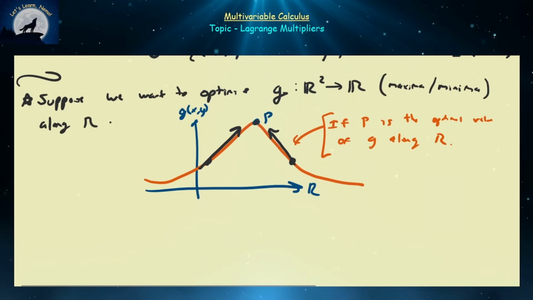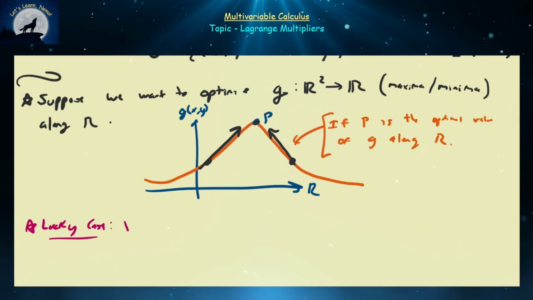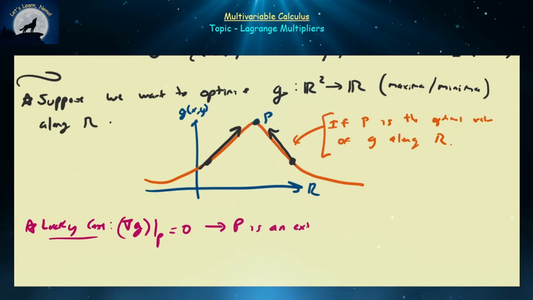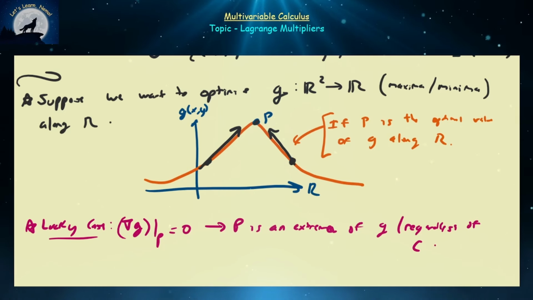So the lucky case, or case 1, is that the gradient of G at point P is equal to 0. That is, it doesn't really matter that we're traversing along the contour R. So what does this mean? That means P is an extrema, max, min, saddle, or neither, of G, and that's obviously regardless of C and or the function f from which C was built.